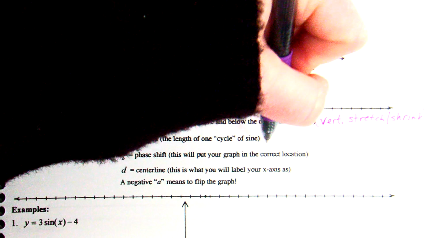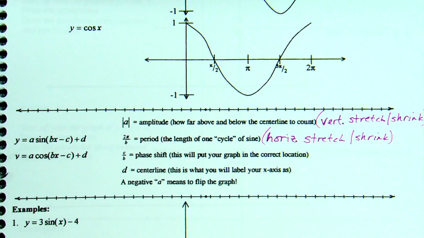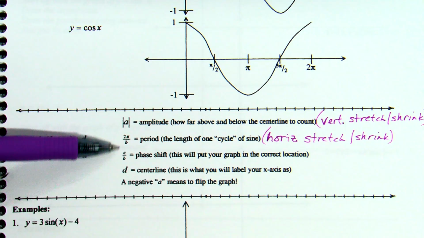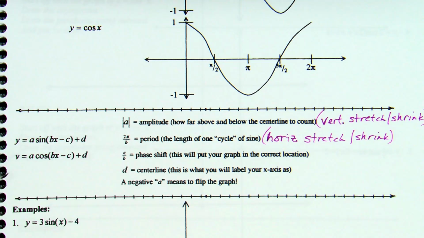So this is the idea of horizontal stretch and shrink. Okay. C over B is what will tell us our phase shift. Notice C will be a number added or subtracted in the parentheses. B is that coefficient of x. So C divided by B will be your phase shift. This will put your graph in the correct location, as in this is your horizontal translation. Okay, this is how far left or right my graph goes.